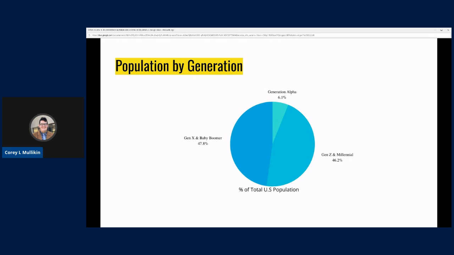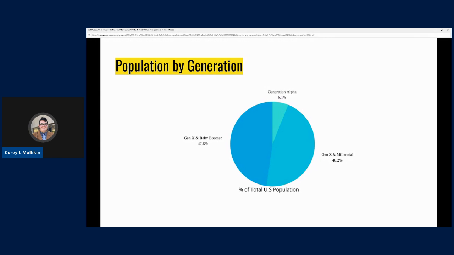You can see that 47.8% of the population falls into Gen X and Baby Boomer, while 46.2% is considered Gen Z and Millennial. The breakdown there is that Gen Z makes up approximately 25.6% of that, and Millennials make up the other 20.6%, meaning that Gen Z holds the larger part there.